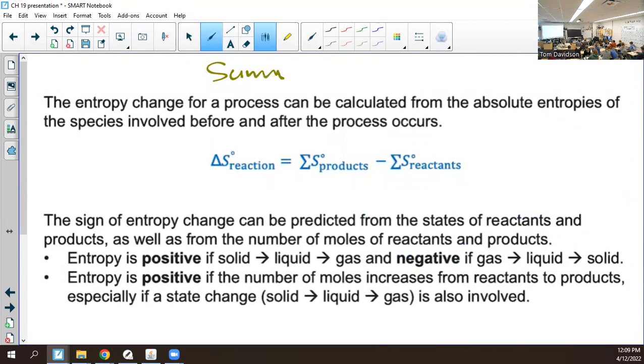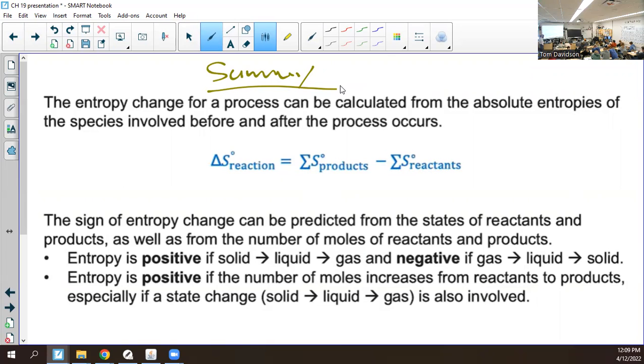So if you've been watching these AP videos, it introduces it, gives you practice, and gives you the summary. So in summary, entropy changes can be found by taking these from tables. You have the sum of the products minus the sum of the reactants. Next, the sign of entropy change can be predicted from the states of reactants and products.